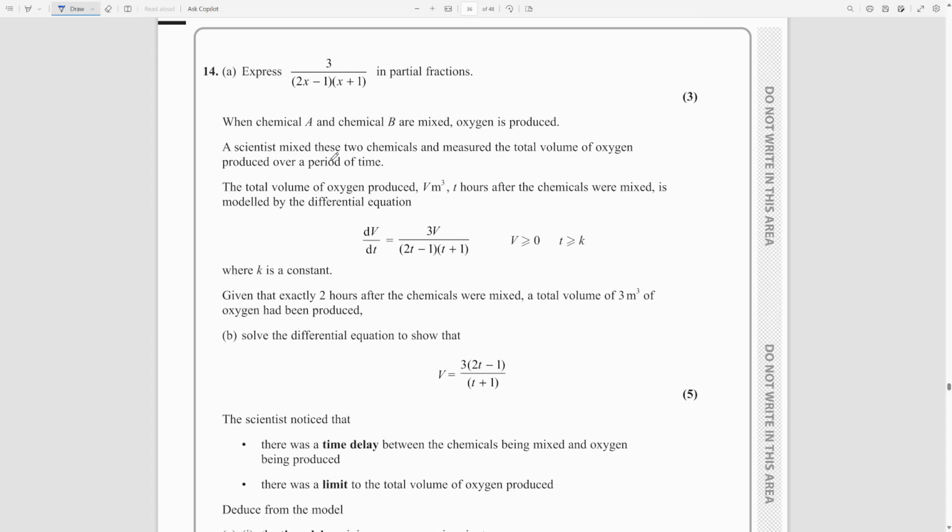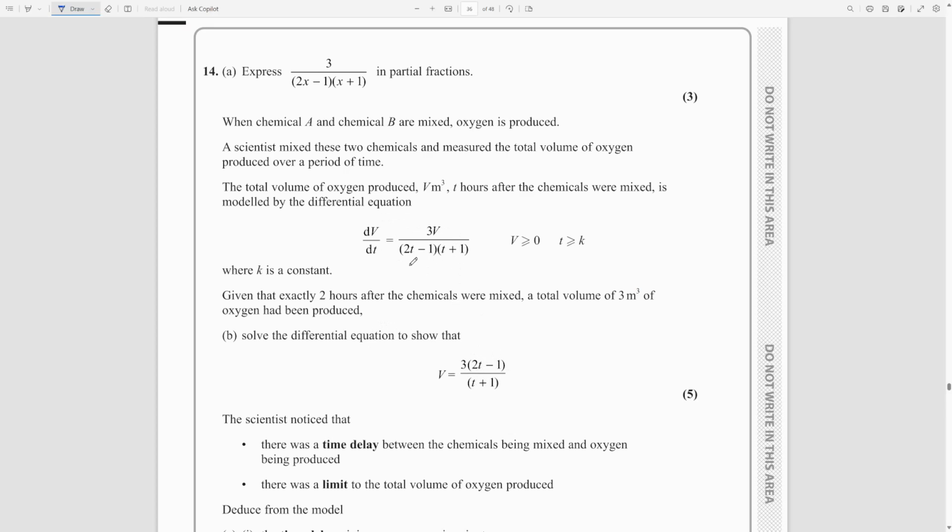Okay, loads of information now. When chemical A and chemical B are mixed, oxygen is produced. Scientists mix these two chemicals and measure the total volume of oxygen produced over a period of time. The total volume of oxygen produced, V, T hours after the chemicals were mixed, is modelled by this differential equation. Hello, that looks very similar to this. Good to know. Given that exactly 2 hours after the chemicals were mixed, a total of 3 meters cubed of oxygen has been produced, solve the differential equation to show that this is true.